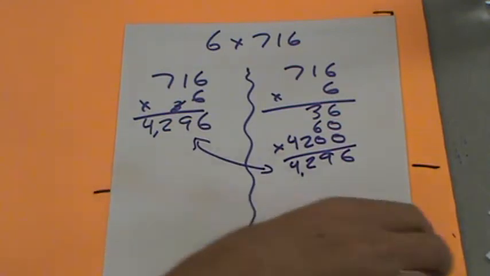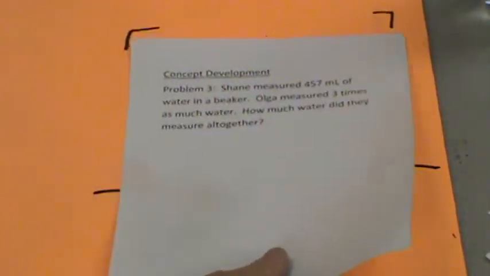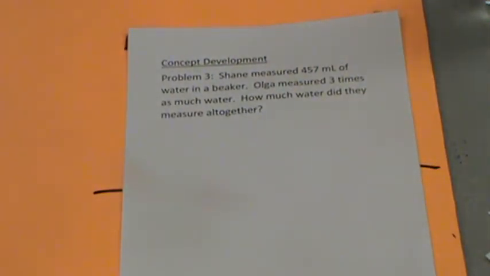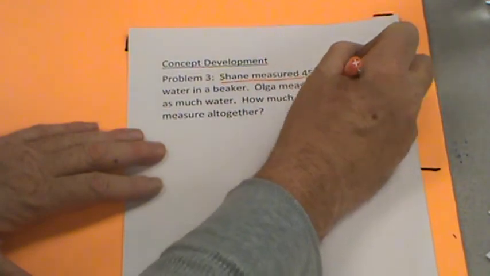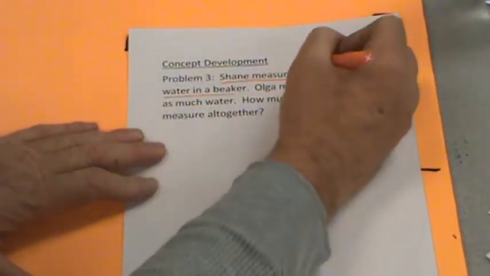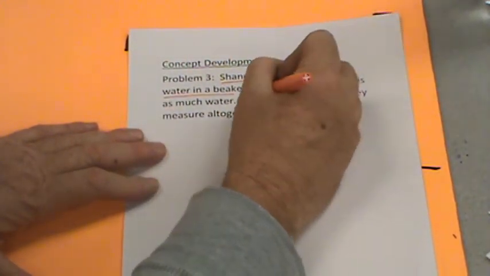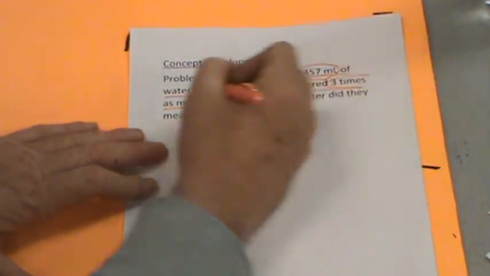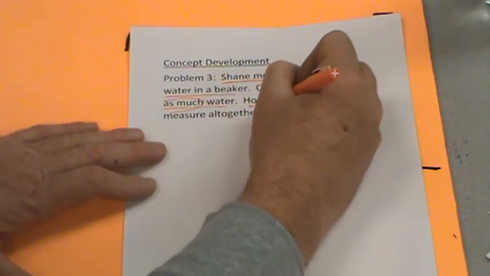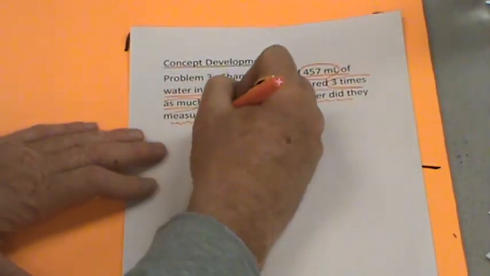All right. Let's continue on with our concept development, problem 3. Let's find out what's going on in this problem. Shane measured 457 milliliters of water in a beaker. Olga measured 3 times as much water. So I'm going to circle 3 times as much. What we need to find out is how much water they measured all together.